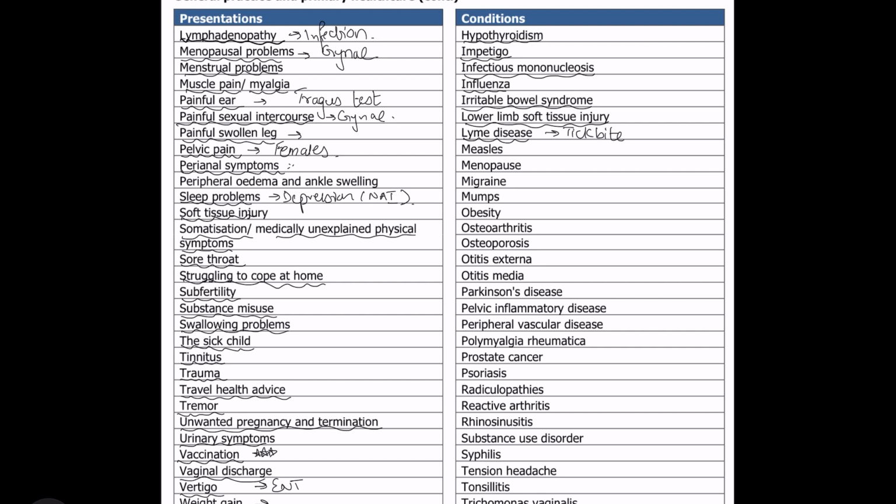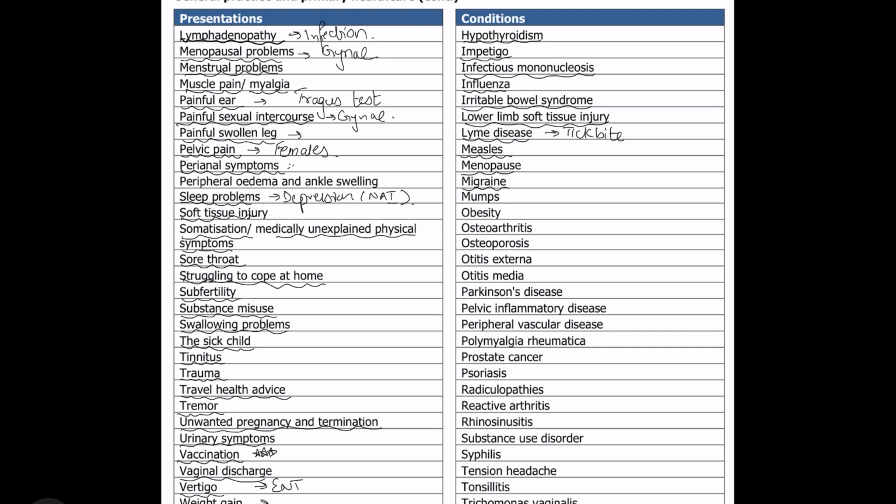Lyme disease, this is usually due to a tick bite. A patient usually presents with these targeted lesions, and they usually go around and walk their dogs. So make sure to ask the history of the patient, whether they have any pets, and whether they walk their dogs. Measles, with Koplik-like spots all over the body and especially on the tongue.